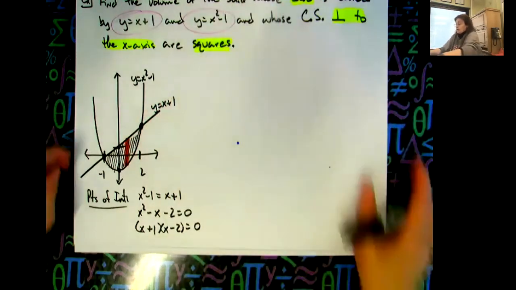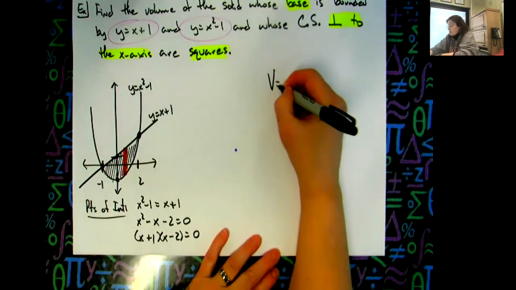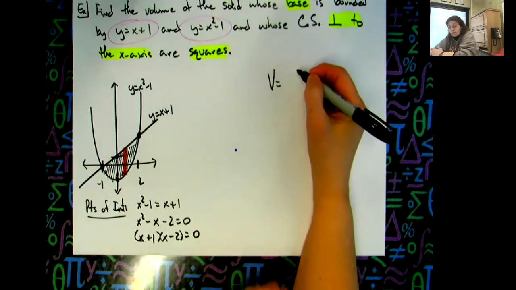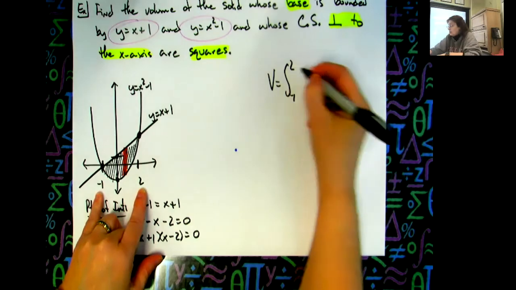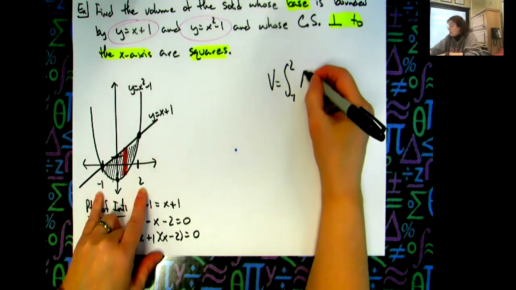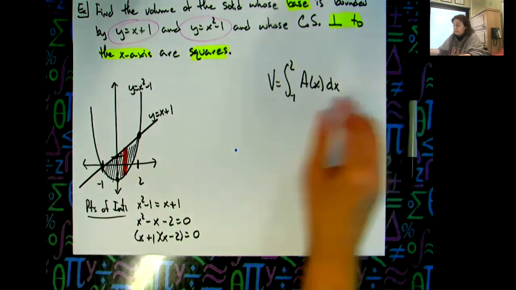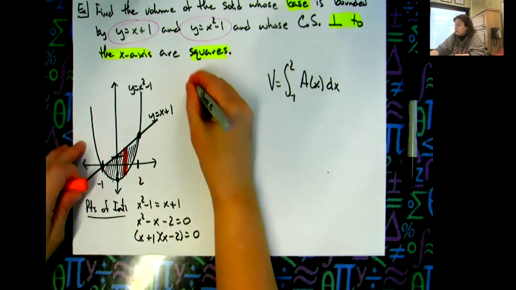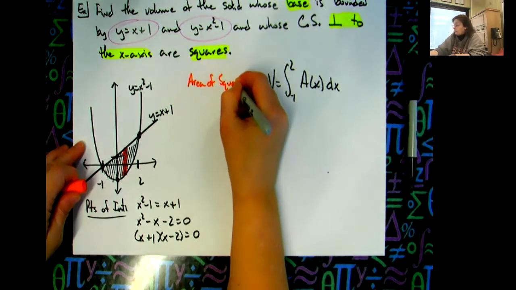Okay, so coincidental there. All right, so again, I'm going to come over here a little bit so I've got more room. For my volume, I'm going to do what? I'm going to integrate the area of the cross section. All right, my intersection points are negative 1 and 2. Now let's come over here and focus on the area of my cross section, the area of a square.